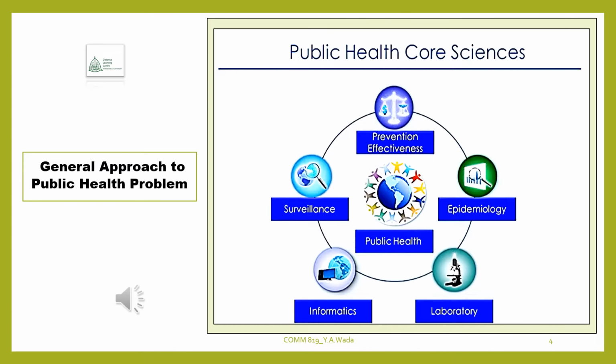So, given these general core sciences, let's take a classical example of the public health approach from problem to response using the case of canine rabies, or dog-mediated rabies. So take, for example, the public health problem of canine rabies. Public health surveillance can monitor where and when cases of canine rabies are occurring each year.